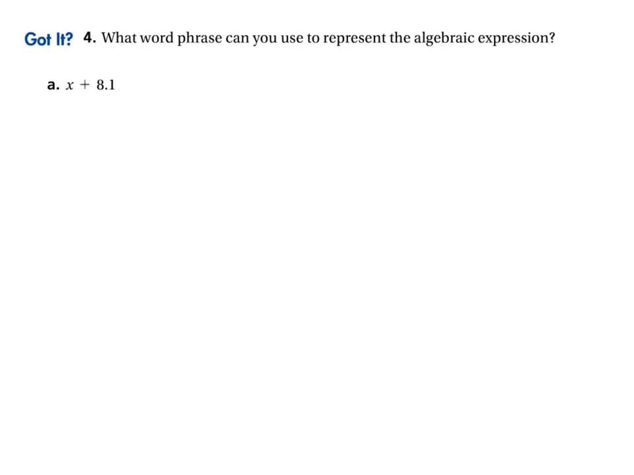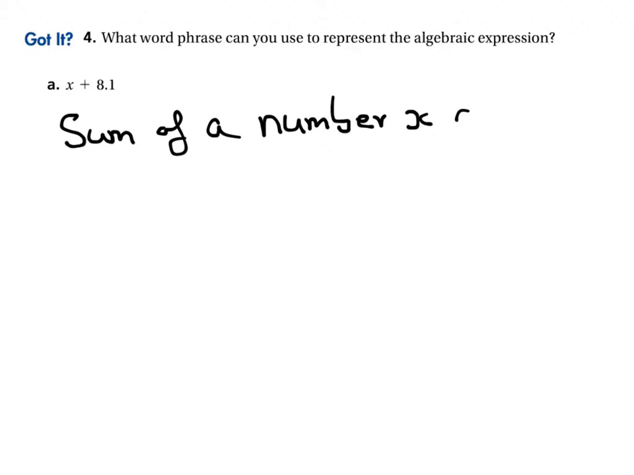What word phrase can you use to represent the algebraic expression x plus 8.1? What are the different words for the operation symbol plus? It could be sum, it could be increase, it could be more than. So this is nothing but the sum of a number x and 8.1.